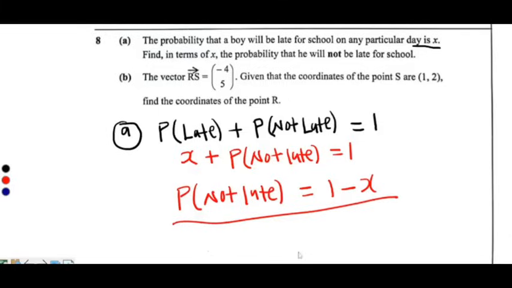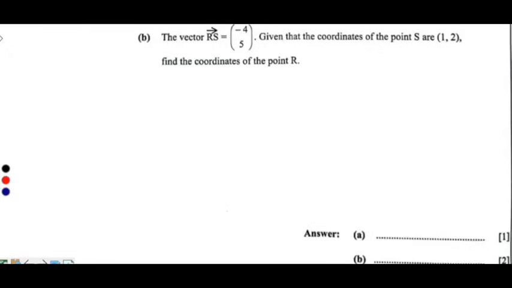Let us now move on to question B. We now come to question B right here. The vector RS is equal to this position vector negative 4, 5, given that the coordinates of the point S are 1, 2. So this is a position vector, and these are in coordinate form, the coordinates for the point S. Find the coordinates of point R. So they want us to find the coordinates of point R.